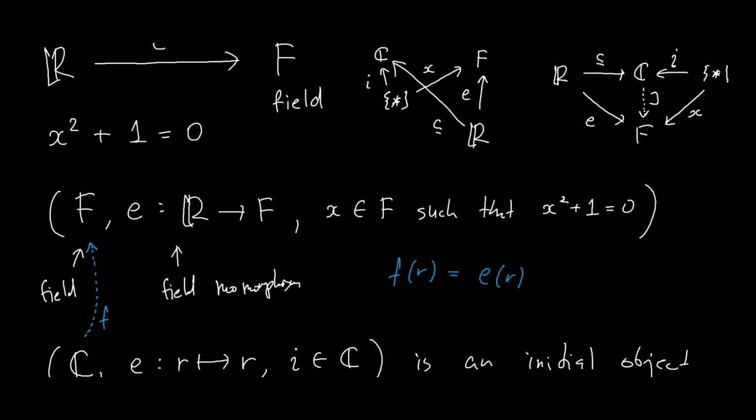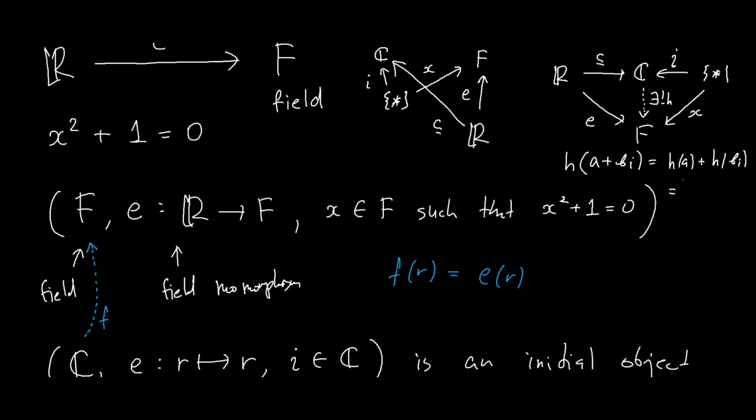So unique, I'm claiming there is a unique H of that kind. So first I will probably try to show that it exists, right? How will I define H on a complex number? Well, a complex number has the form A plus BI, right? And because H must be a homomorphism, this must equal H of A plus H of BI.